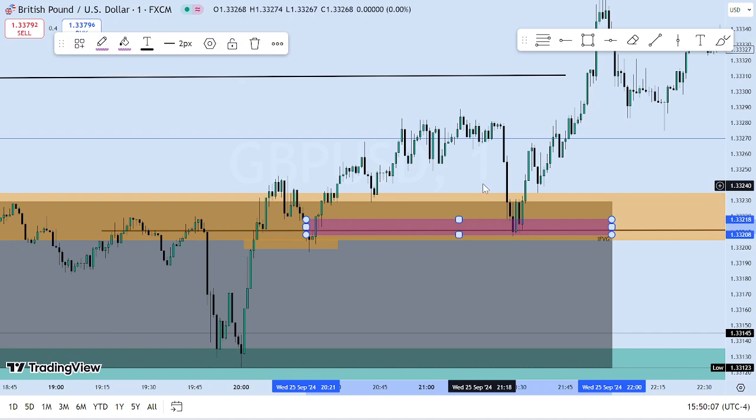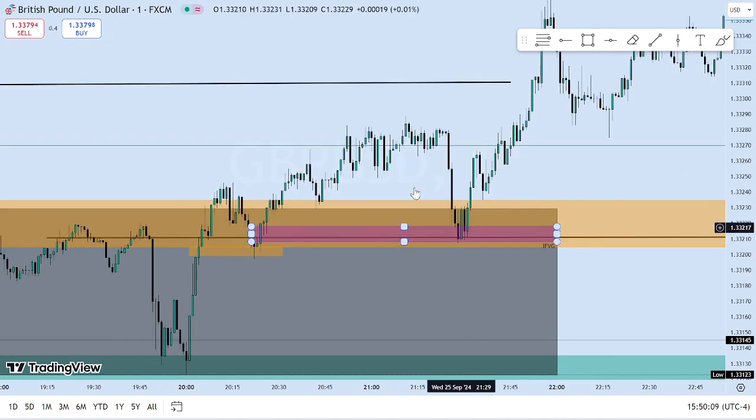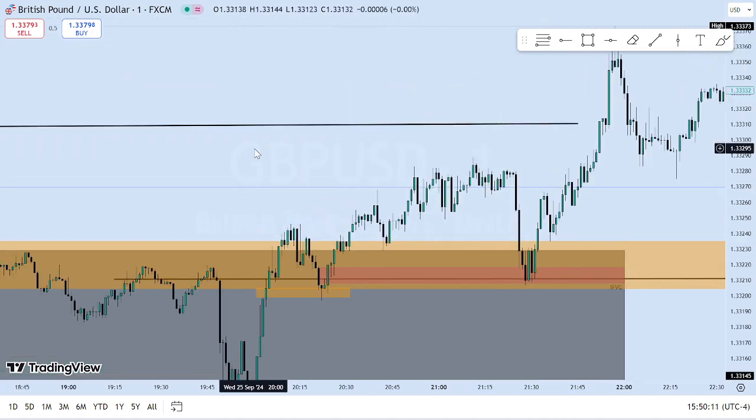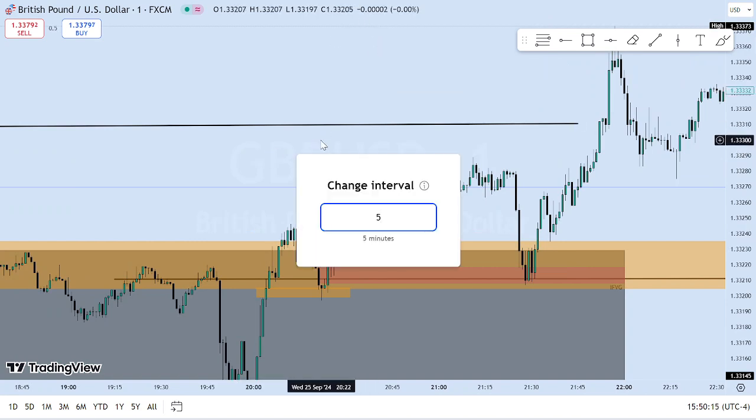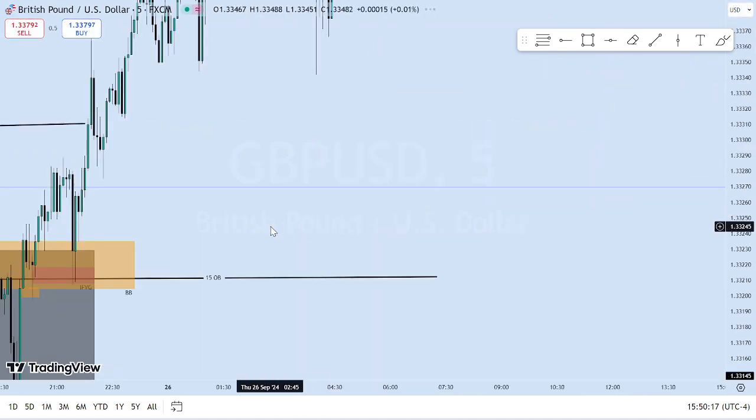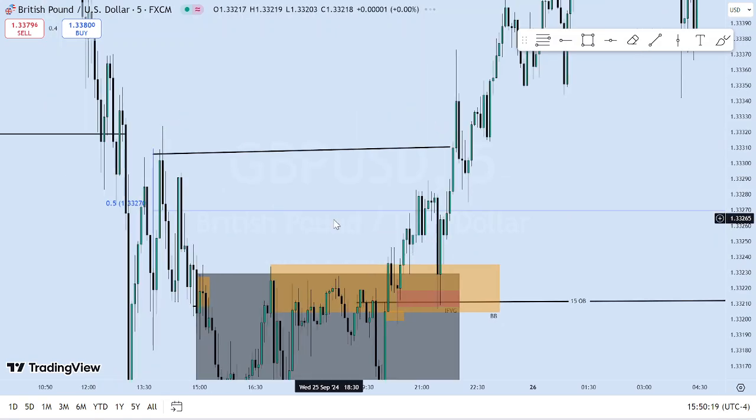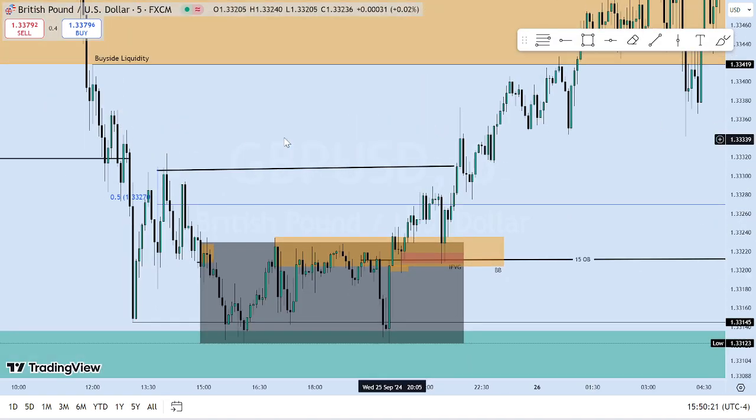So this is how you can utilize it. Since we had a target in 5 minutes, the buy side liquidity here, the buy side liquidity.